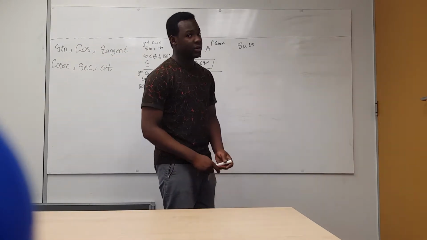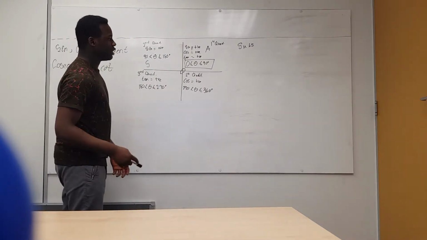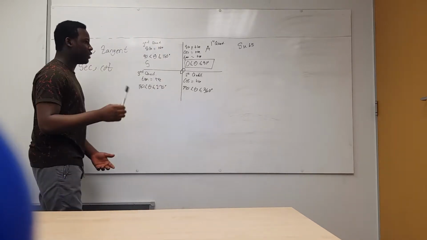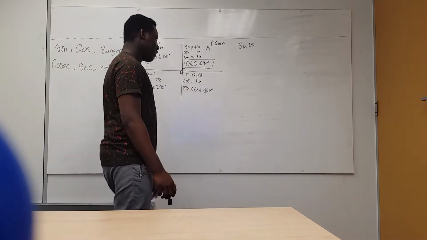Tangent of 45 is going to give you a positive number as well. But if you have sine of 120, you have a positive number as well. Cosine of 120, you have a negative number. Tangent, so on and so forth. And that's that for that.